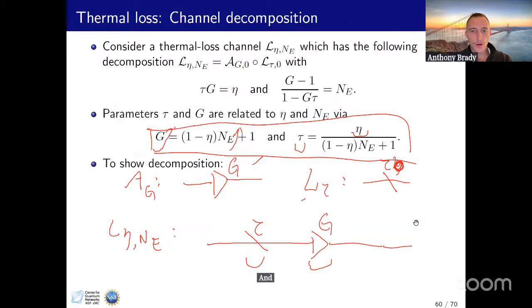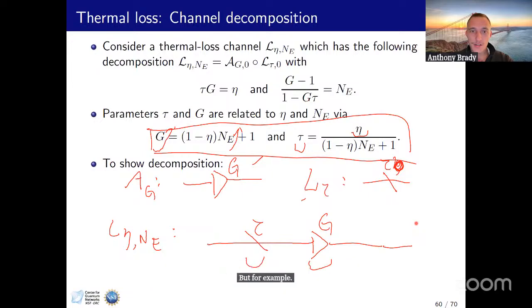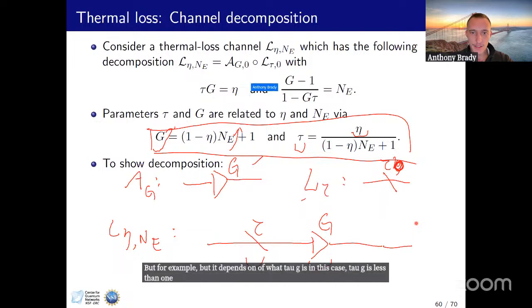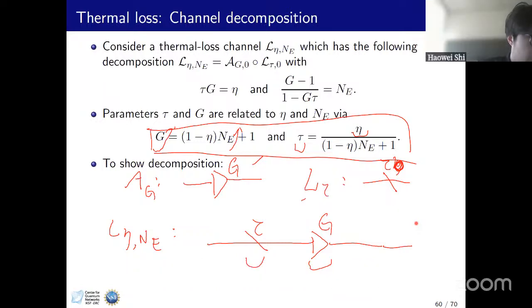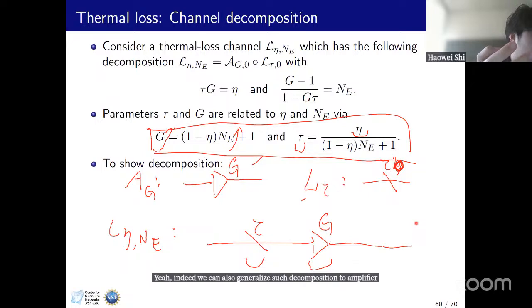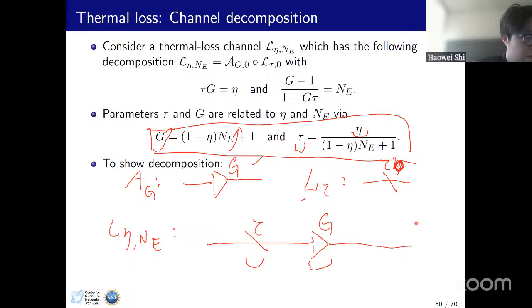And just to recall, I'll go back to the slide. Just to recall for everyone, as we went over this a bit before, if you concatenate a loss channel with an amplifier channel, it could be many different channels, depending on the conditions of what tau G is. In this case, tau G is less than 1, and so this is a thermal loss channel. Indeed, we can also generalize such decomposition to amplifier channels if eta is larger than 1, but that's another story. The method will be very similar.